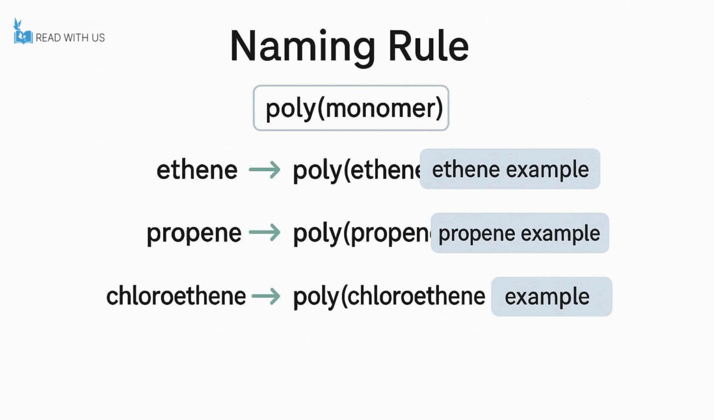A naming card highlights that the polymer name is poly, followed by the monomer in brackets, so ethene gives polyethene, propene gives polypropene, and chloroethene gives polychloroethene.